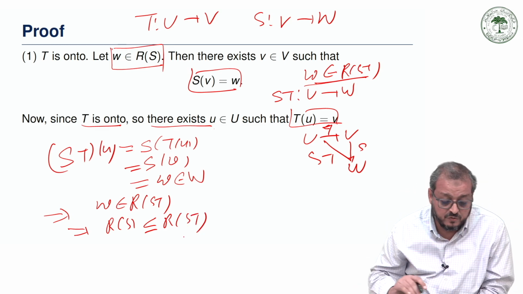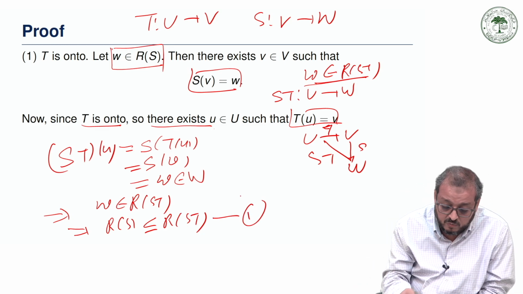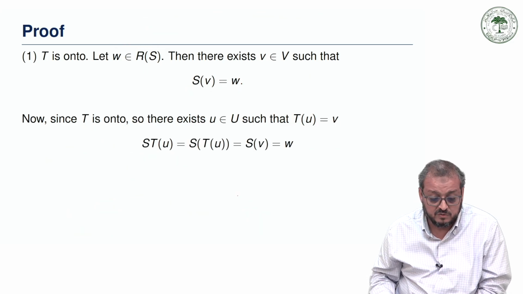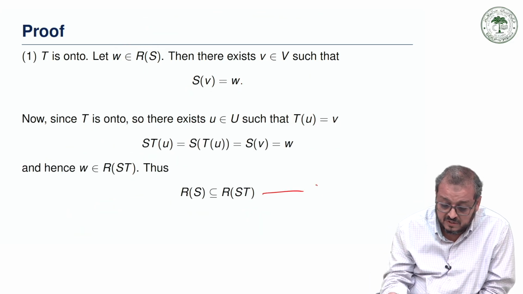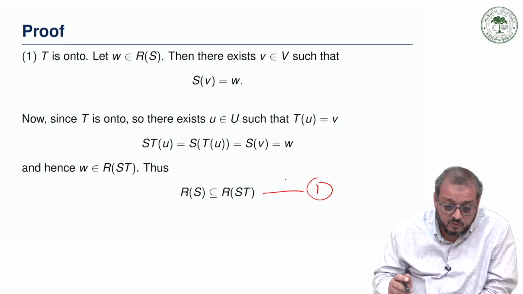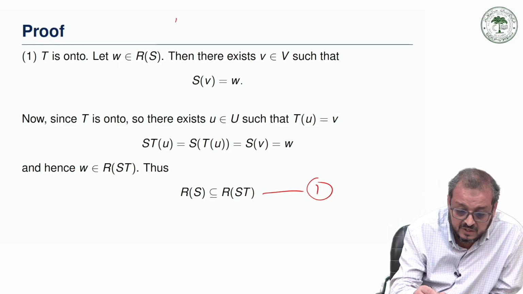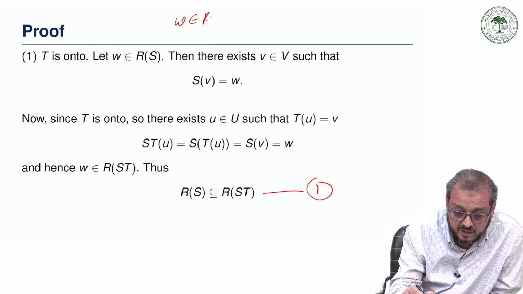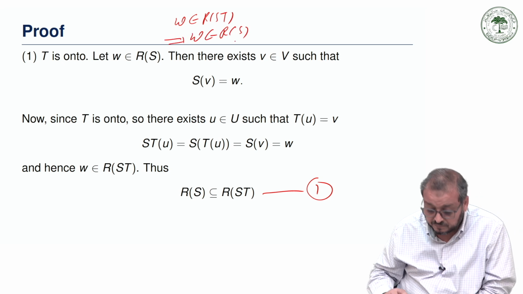So the first part we have proved, let's call this equation number 1 for the moment. Okay, now next we have to show the converse part. So we take w as an element of the range of ST, then we have to show that this w is also an element of the range of S.